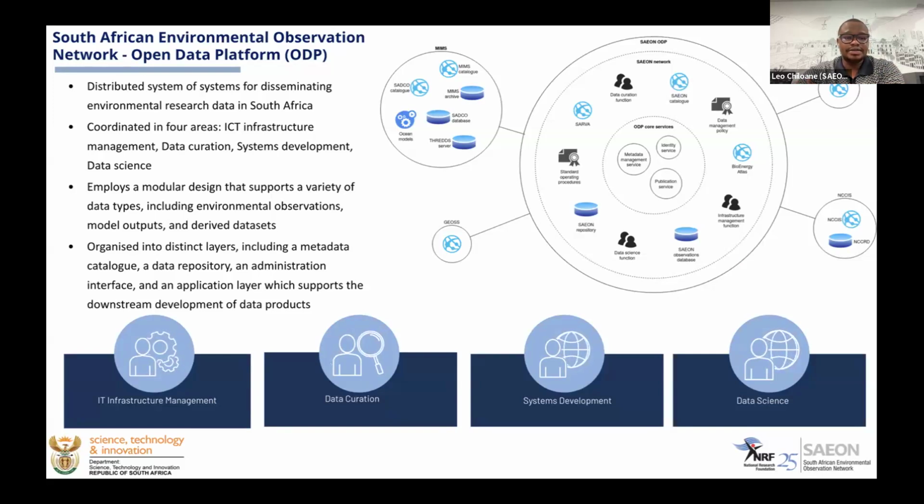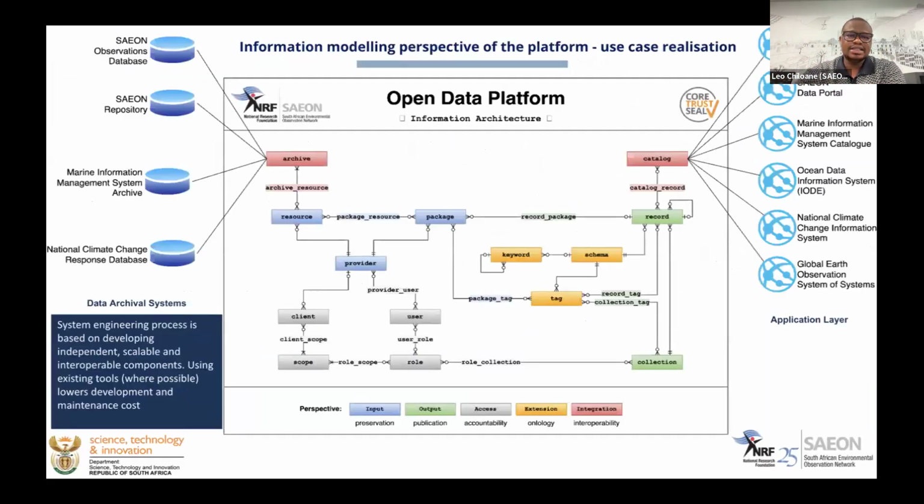metadata catalog, a data repository, an administration interface that links with external systems, and then a layer that supports the downstream development of data products. As you can see, what you see in this large circle is our internal processes, but outside of that, we are expected to cater to other organizations as well. This just presents it from an information modeling perspective.